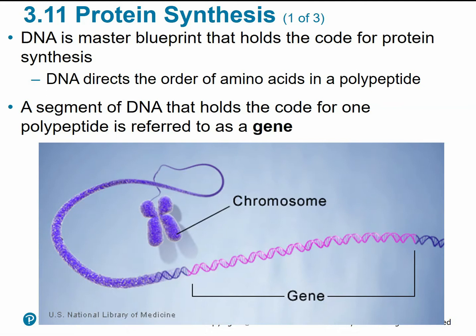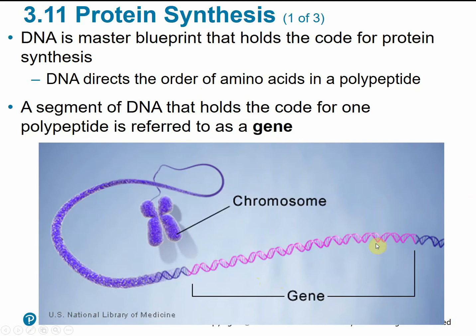So the segment of DNA or a specific region of DNA that codes for one complete protein is referred to as a gene. So you can have thousands of genes on the same chromosome. Right? They'll have defined start and stop regions. So you could have a gene for hair color, there's a gene for insulin production, a gene for hemoglobin.